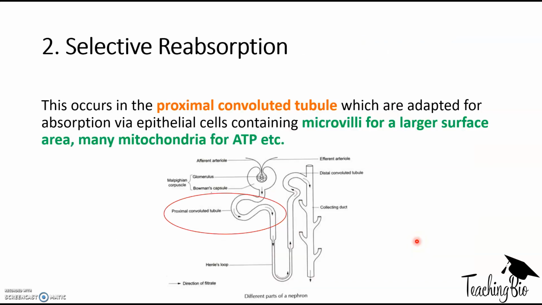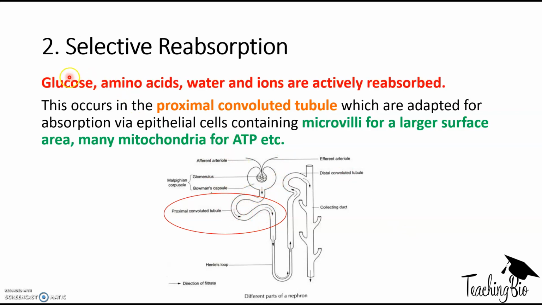So as we move along the Bowman's capsule, we move on to the proximal convoluted tubule. And here we get selective reabsorption. This is where we get the absorption of glucose, amino acids, water, and ions by active transport via the different mechanisms and secondary active transport, which we'll look at in a minute. These have different adaptations you need to be aware of, such as microvilli for a larger surface area, so there's a fast movement of ions, and many mitochondria to provide ATP for the different sodium-potassium pumps to power this mechanism.